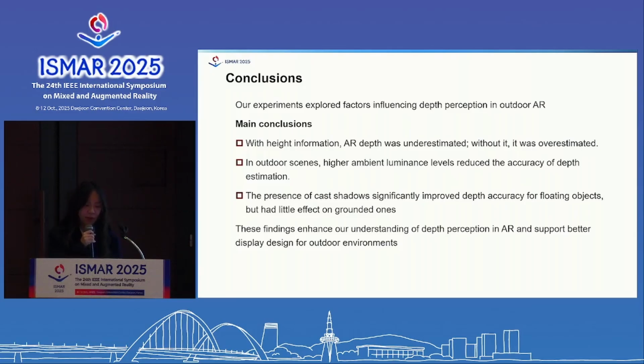Okay, in conclusion, our experiments explored the factors influencing depth perception in outdoor AR, and the main conclusions are as follows. First, with height information, the AR depth was underestimated, but without it, it was overestimated. Second, in outdoor scenes, higher ambient luminance level reduced the accuracy of depth estimation. Third, the presence of cast shadow significantly improved the depth accuracy for floating objects, but had little effect on grounded ones. These findings enhance our understanding of depth perception in AR and support better display design for outdoor environments.